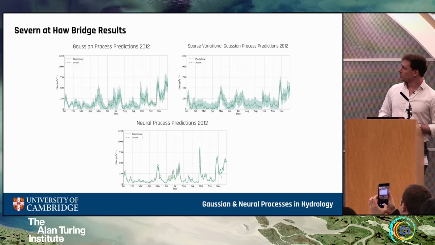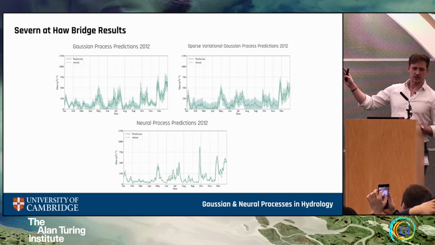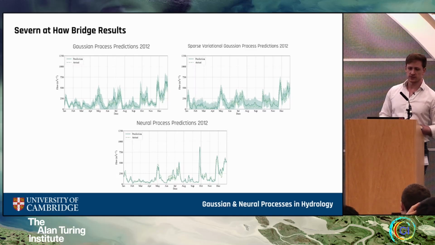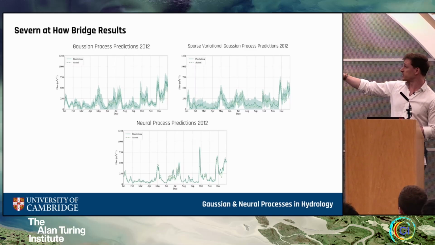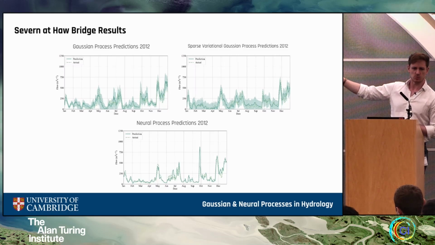of the data set. But the computational complexity for GPs is about order n cubed. For neural processes, it's m plus n, where m is the number of context points and n is the number of target points. And for the SVGP, it's nm squared, where m is the number of inducing points. So what you would hope to see is that the GP would take longest, the SVGP would take somewhere in the middle, and the NP would take less time.